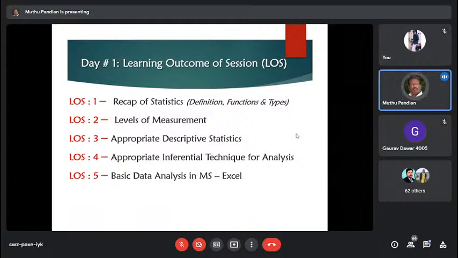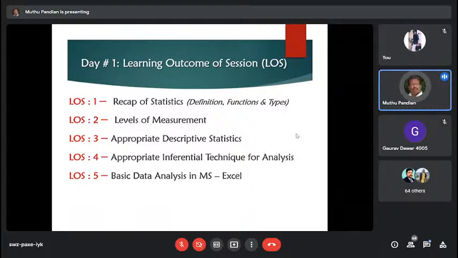We will touch upon level of measurement slightly, then move into the appropriate descriptive statistics, because based on the level of measurement, different types of data and variables require different types of descriptive statistics. In all places we cannot use the mean. You may study the different types of central tendency: mean, median, mode. Where we have to use the mean, where the mode, where the median, all depends upon the level of measurement, what type of variable we have. Based on that only it will be there.